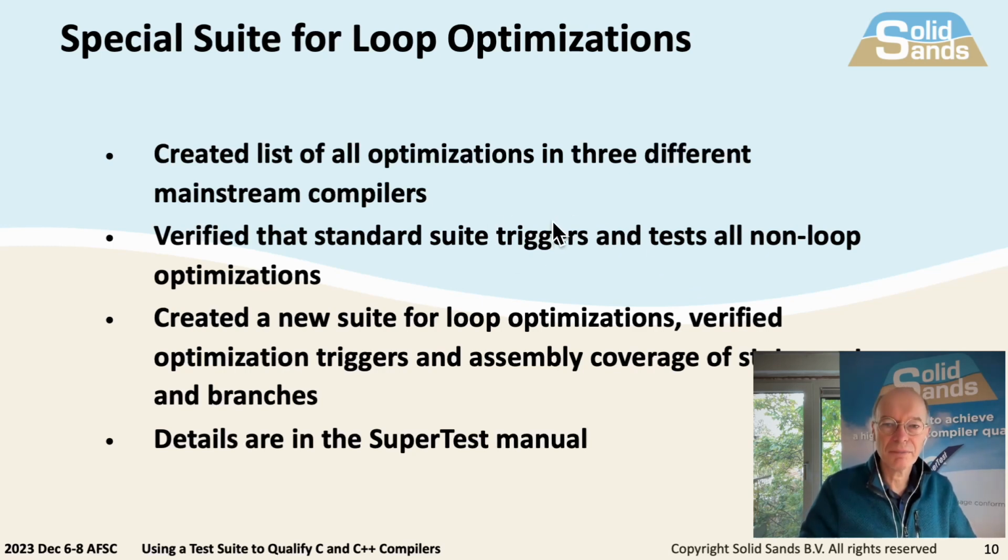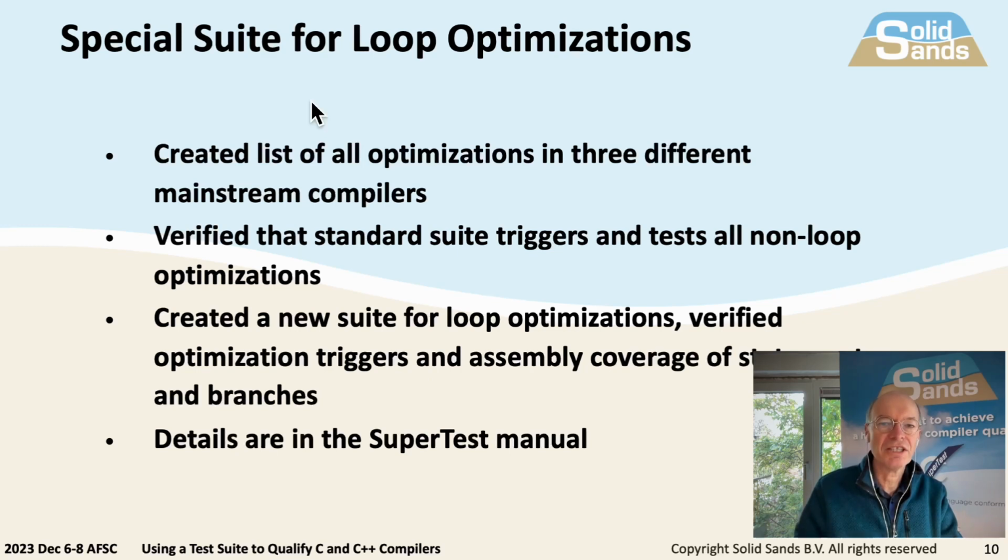Well, what does triggering mean? It means that we have verified that the test, when it's running with and without optimization turned on in the compiler, generates different code. So that gives us an idea, well, this test is activating that particular optimization because the code is changed by the optimization level.